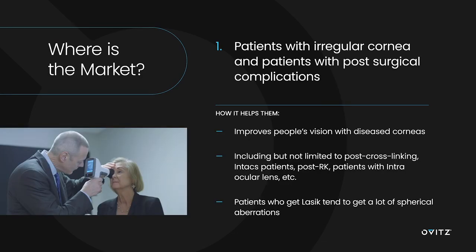So far, there has been a strong demand for the vision corrections offered by Ovitz. The primary market is comprised of patients with irregular or diseased corneas and patients with post-surgical complications. This includes, but is not limited to, patients who receive corneal cross-linking, INTACs, RK, and intraocular lens implants. Ovitz's higher order aberration correction solution is also well suited for patients who have spherical aberrations caused by LASIK surgery.